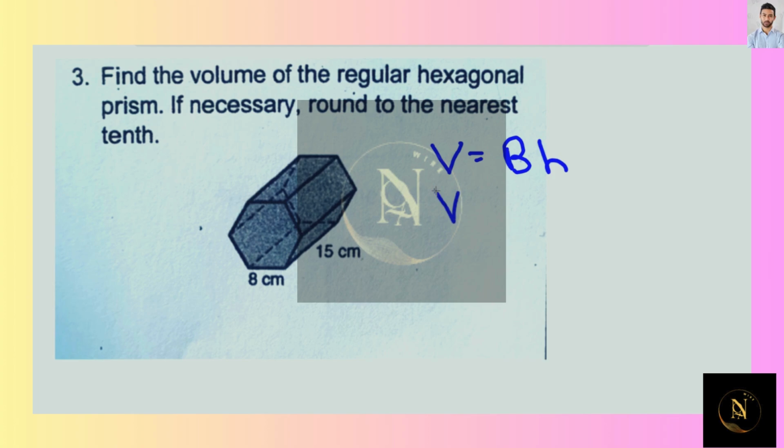The volume of a prism is the area of the base times the height. Now, the base changes all the time, but the height of the prism is 15. So we need to find the area of the base, and that can be a challenge.